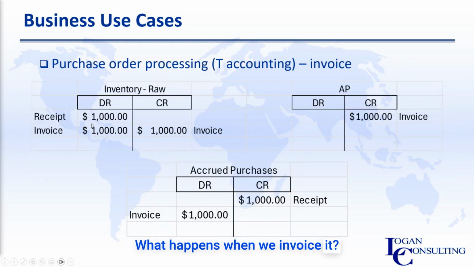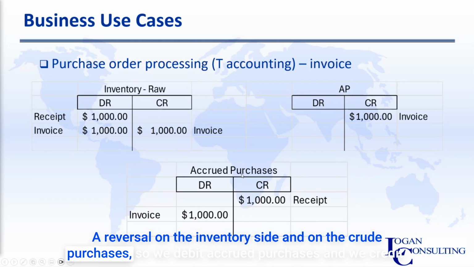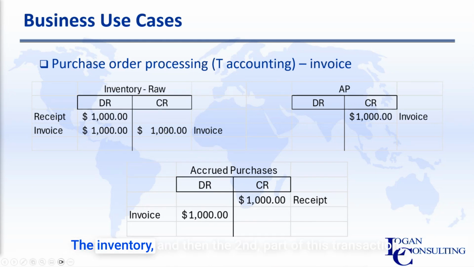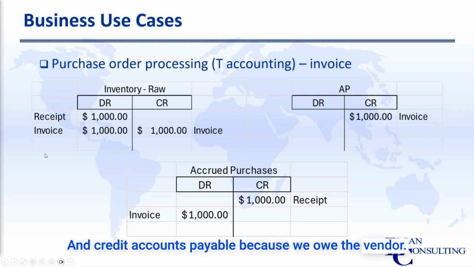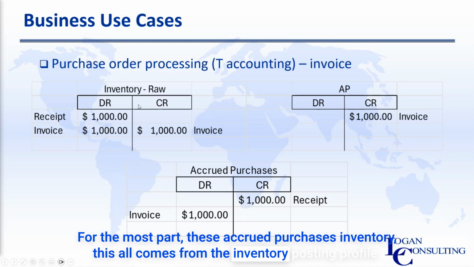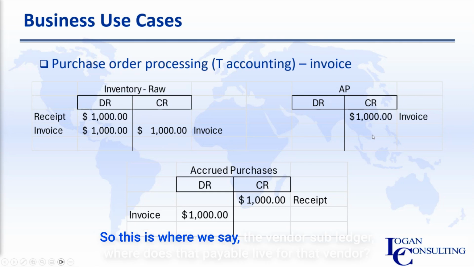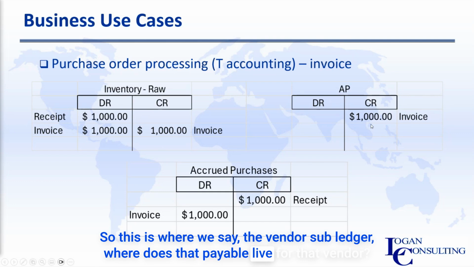What happens when we invoice it? Kind of the first thing that happens is that we have a reversal on the inventory side and on the accrued purchases. So we debit accrued purchases and we credit the inventory. And then the second part of this transaction is that we debit the inventory and credit accounts payable because we owe the vendor the money, right? For the most part, these accrued purchases, inventory, this all comes from the inventory posting profile. AP, this comes from the vendor posting profile. So this is where we say the vendor subledger, where does that payable live for that vendor?